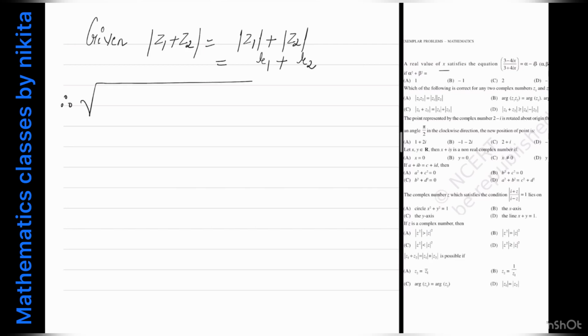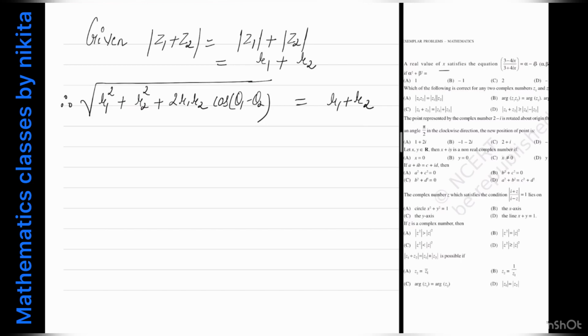So given is that mod of z1 plus z2 is equal to mod of z1 plus mod of z2. And what is mod of z1? It is r1, and mod of z2 is r2. So therefore what I have is that under the root r1 square plus r2 square plus 2 times r1 r2 cos of theta 1 minus theta 2 is equal to r1 plus r2.